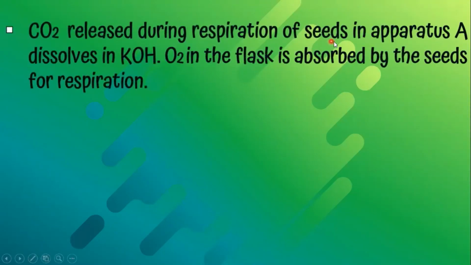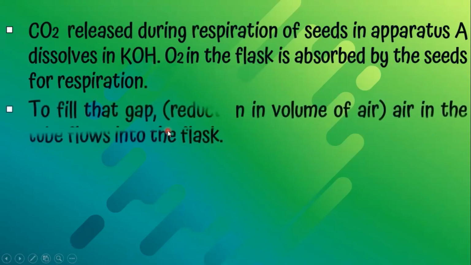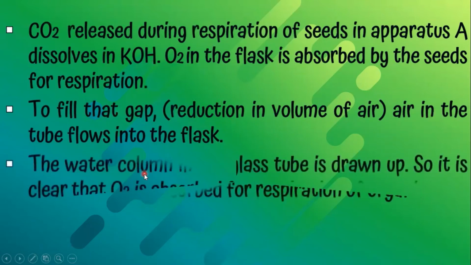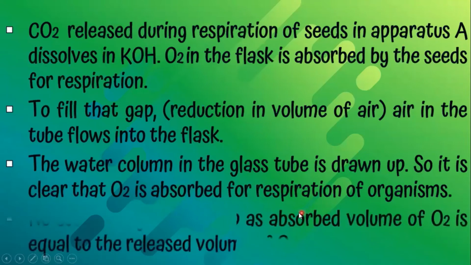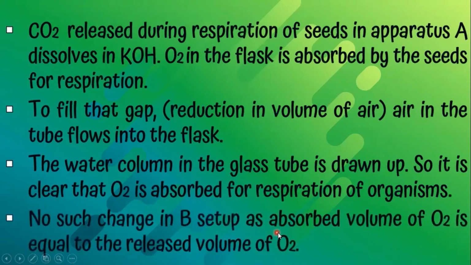CO2 released during respiration of seeds in A dissolves in KOH, that means potassium hydroxide. O2 in the flask is absorbed by the seeds for respiration. To fill that gap, due to the reduction in volume of air, air in the tube flows into the flask. The water column in the glass tube is drawn up, so it is clear that O2 is absorbed for respiration of organisms. No such change in B setup as the absorbed volume of O2 is equal to the released volume of CO2.